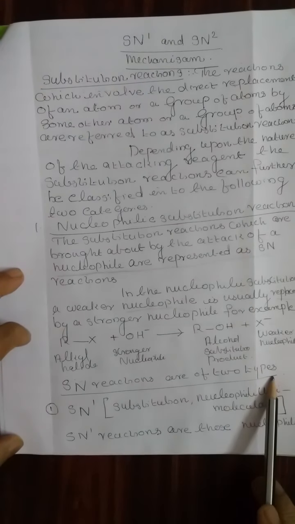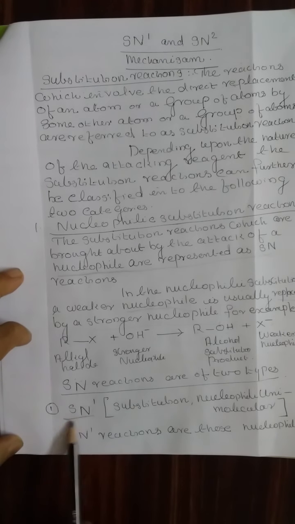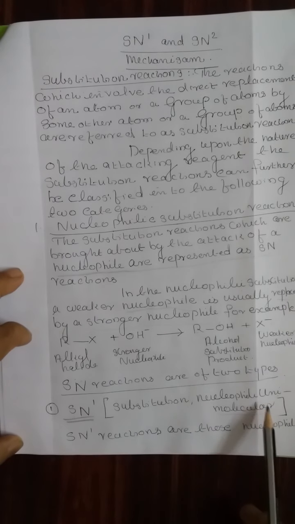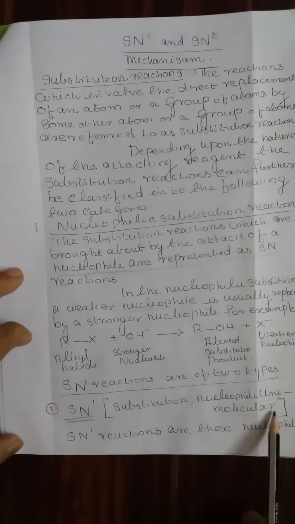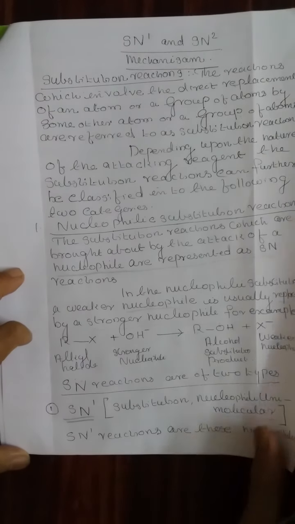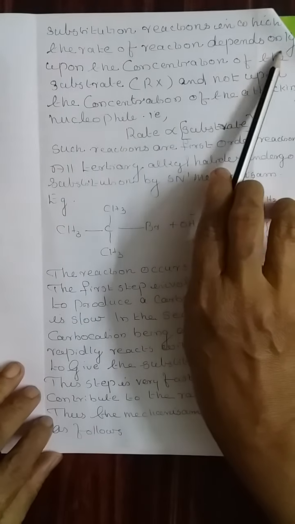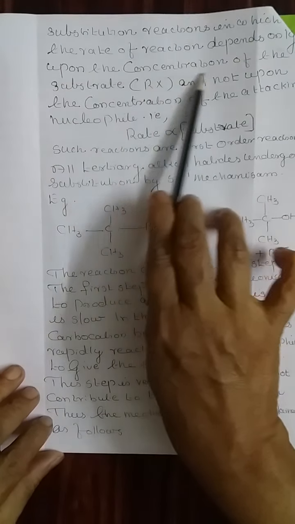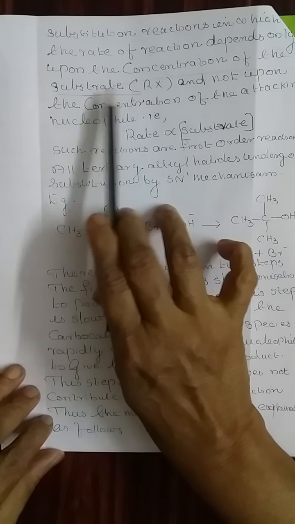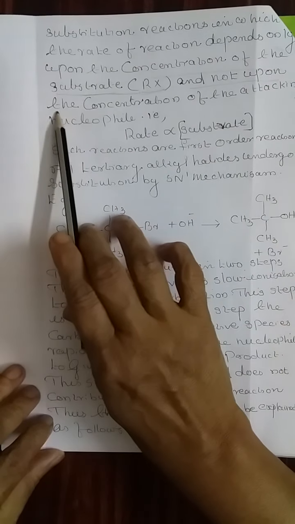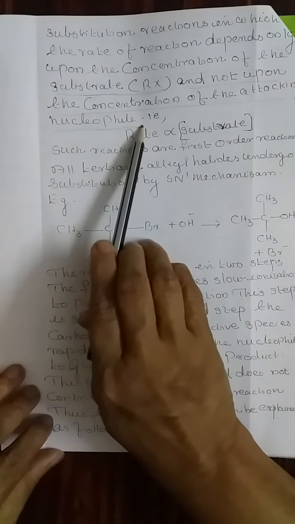SN reactions are of two types. One, SN1, means substitution nucleophilic unimolecular. That means only one molecule initiates the chemical reaction. SN1 reactions are those nucleophilic substitution reactions in which the rate of reaction depends only upon the concentration of the substrate, that means the molecule RX, that is alkyl halide, and not upon the concentration of the attacking nucleophile.